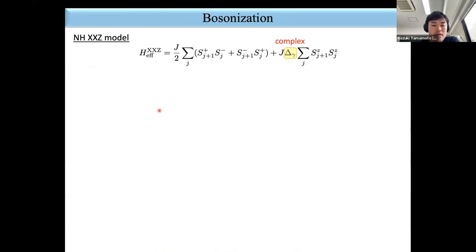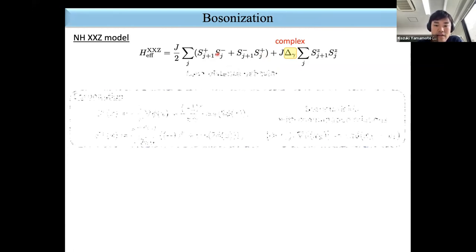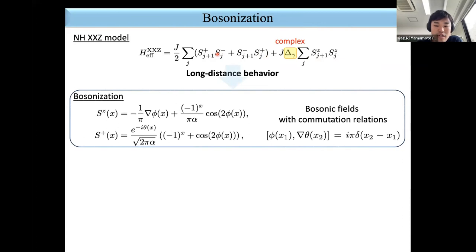Now this is again the model. To analyze this non-Hermitian XXZ model, the field-theoretical approach can be an efficient method. One such efficient method is called the bosonization approach, to consider the long-distance behavior.